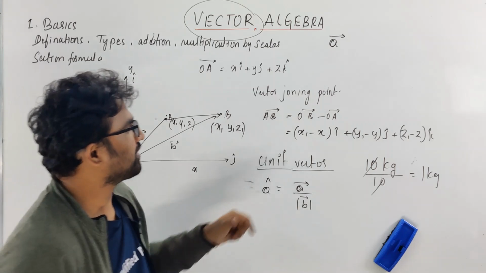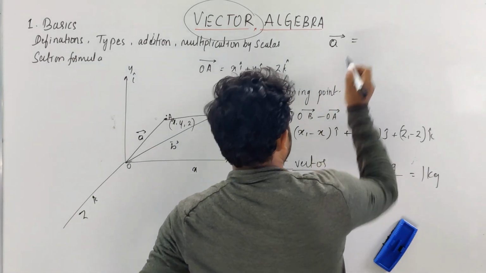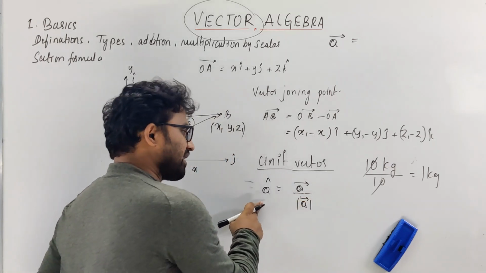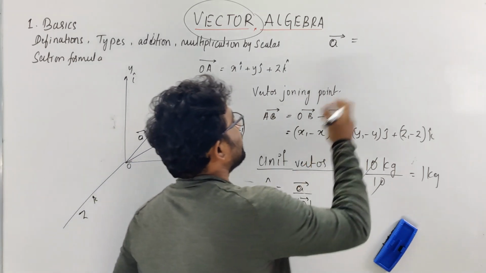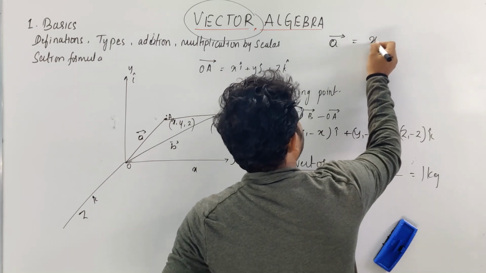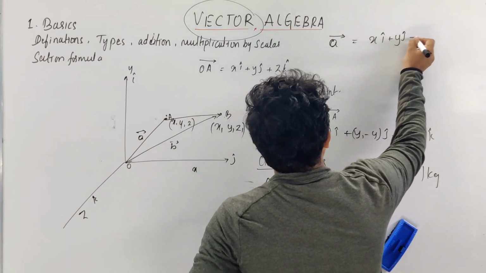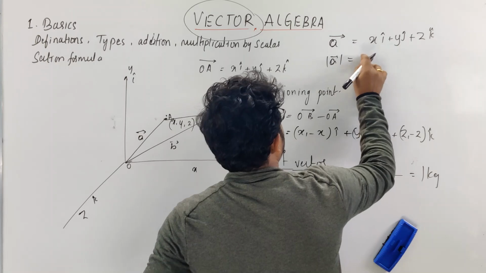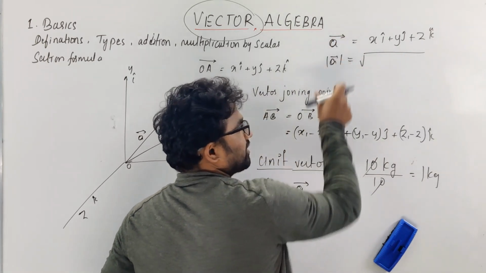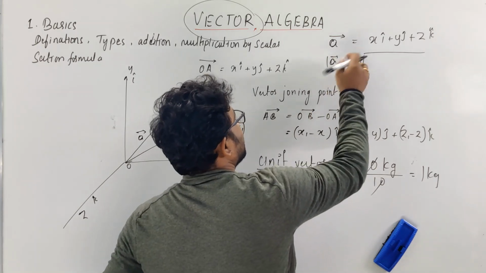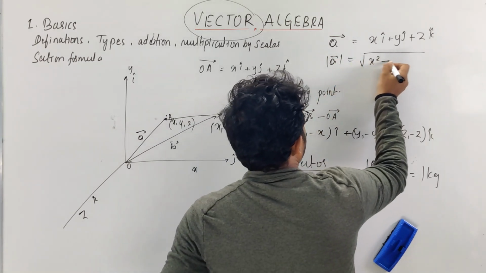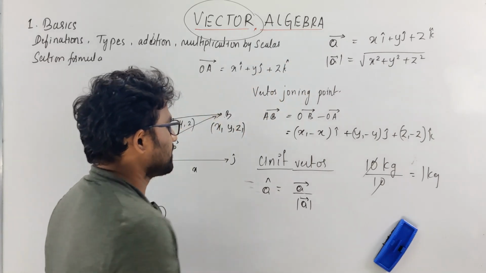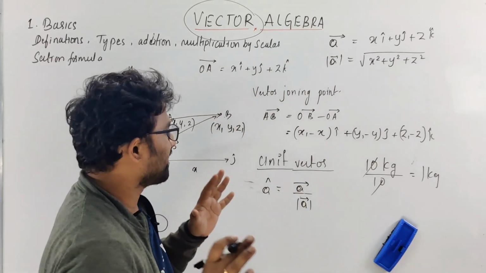So magnitude is very simple. Suppose a vector is given, then the magnitude is of that vector itself. So a unit vector is the vector divided by its magnitude. If you want to find the magnitude of any vector, for example, if a vector is x i cap, y j cap and z k cap, then its magnitude, we write with the modulus symbol, is root of x square plus y square plus z square. That's the magnitude of the vector. If you divide by it, you'll get the answer like this. It's very simple, my dear students.